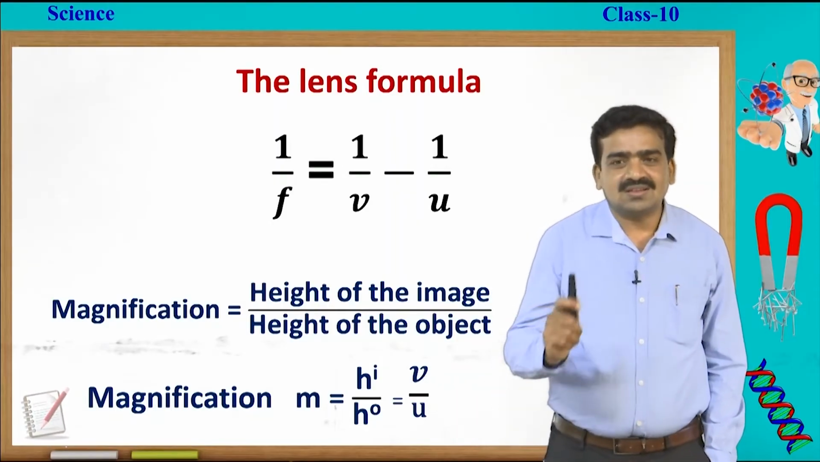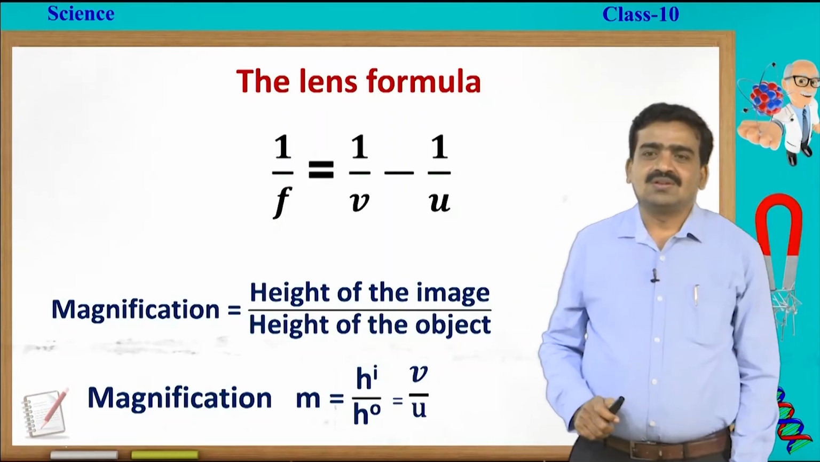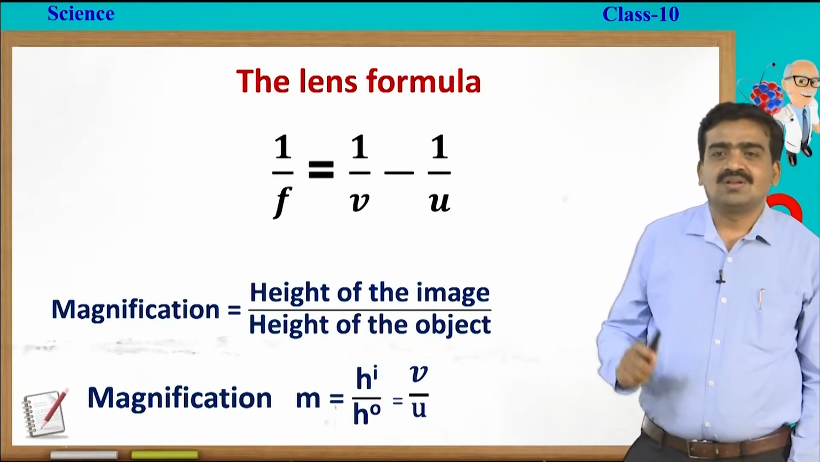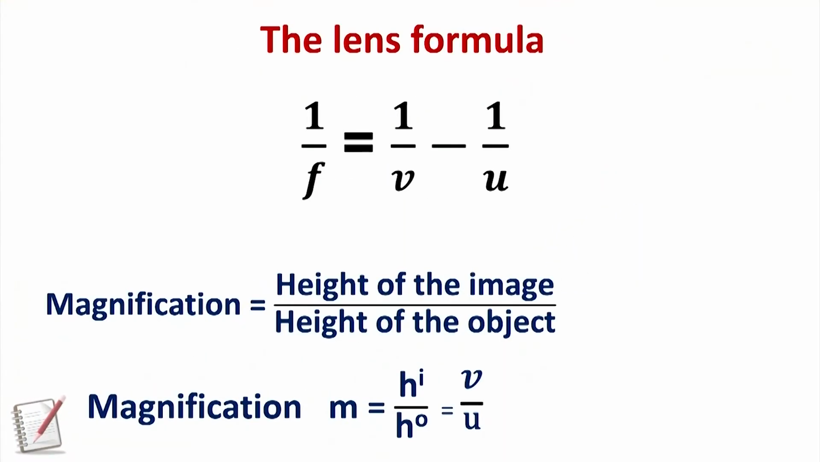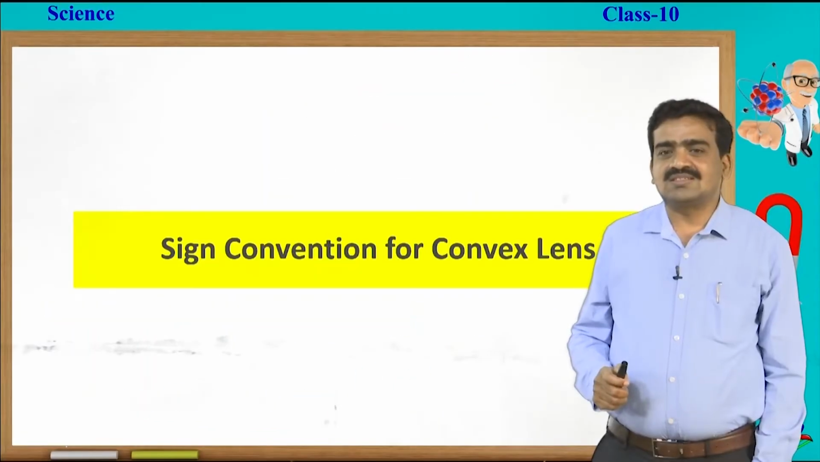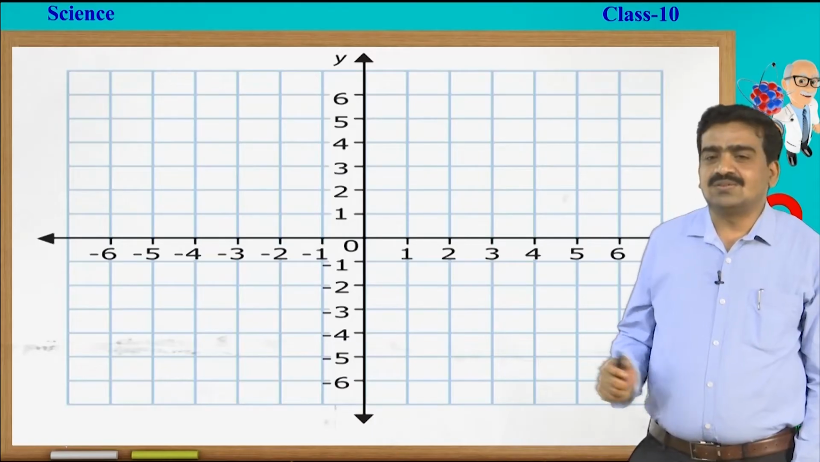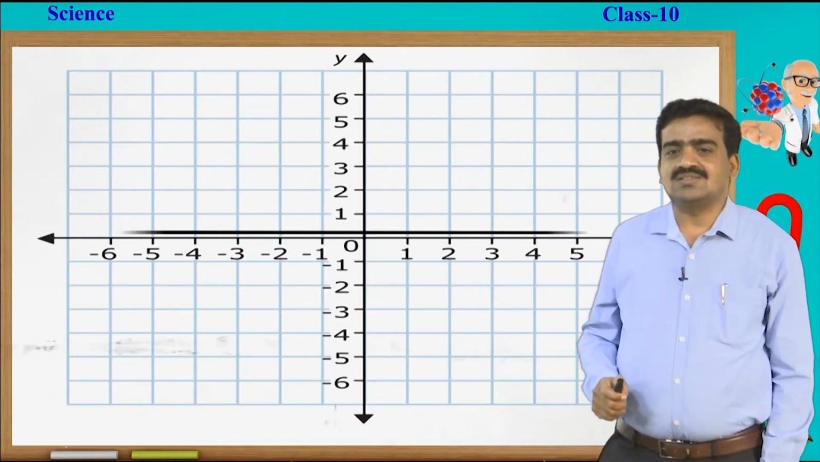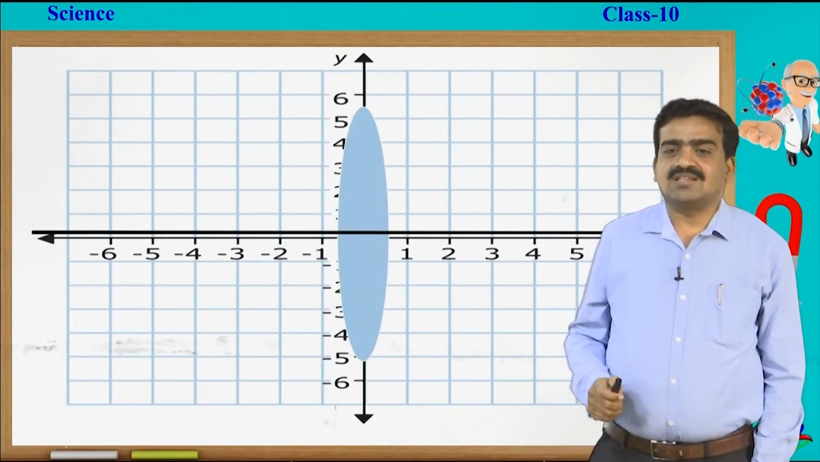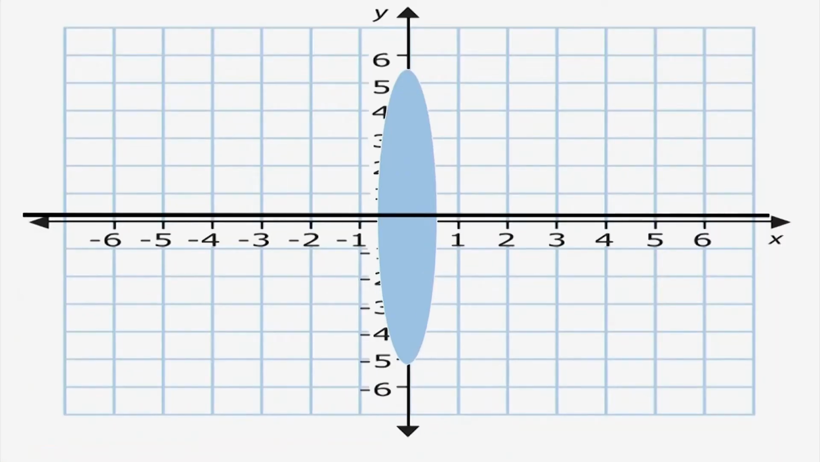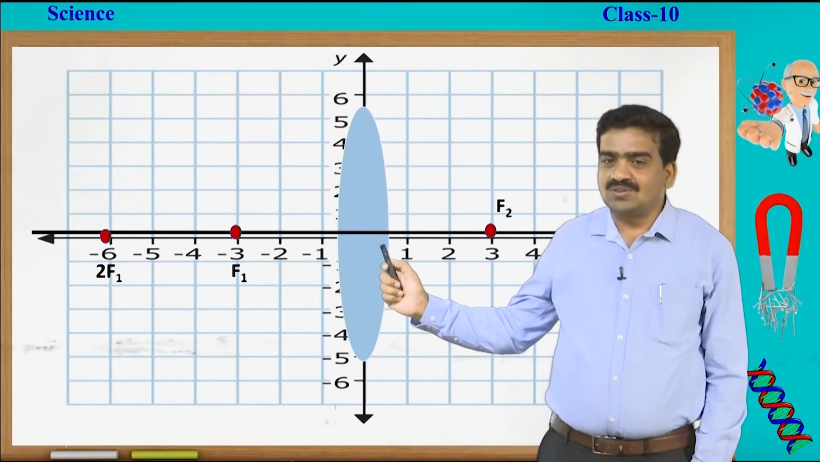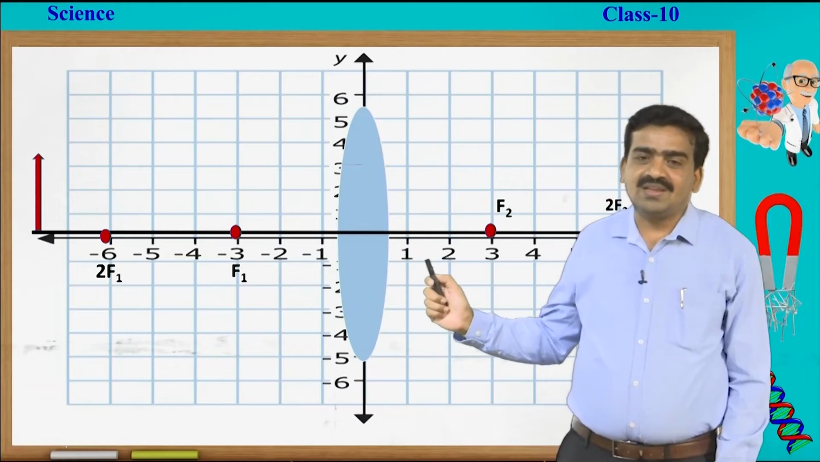So, these are the small differences you have to find, and you have to know about the mirror formula as well as the lens formula. So, let us know the sign convention for the convex lens. Again, you have to remember the Cartesian plane as well as the position of the convex lens, as well as the position of the object and the image also.